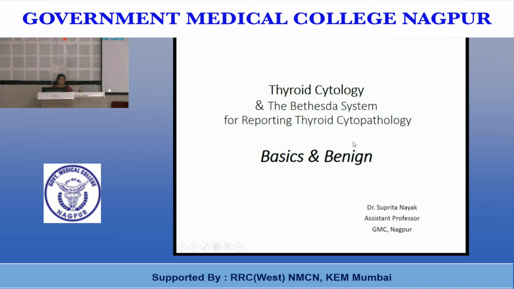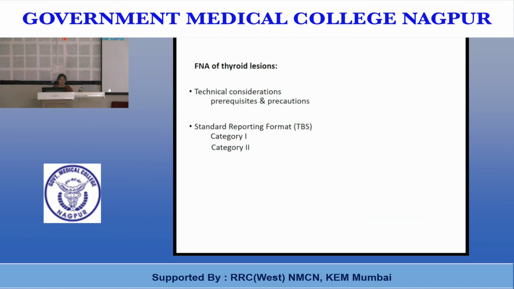I bring to you the basics of thyroid FNA and the benign lesions. Both these topics are quite important because the benign lesions, as you know, form the majority of cases that are sampled. And for a proper sample, you need to have your basics right. So we'll start with some technical considerations regarding FNA of the thyroid lesions, that is, some prerequisites and precautions to be taken during the procedure. And then we'll move on to the Bethesda system, categories 1 and 2.